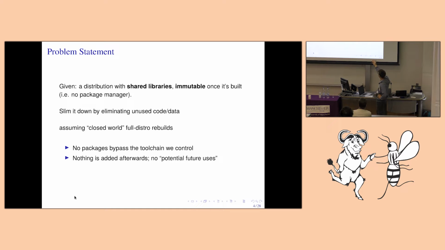Let me expand a bit on immutability. We assume a closed world setup. It means that we control the toolchain which builds everything on the system. And as I said, nothing is added afterwards, so there are no potential future users for the API. The needed interface is fixed, so we can work with it.